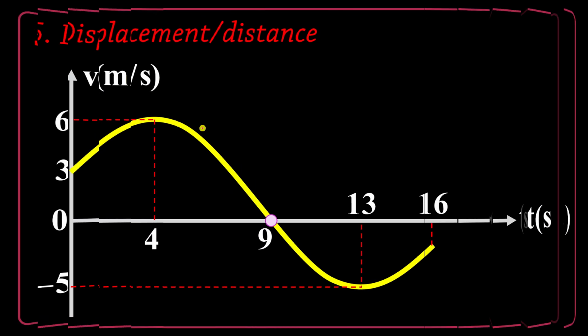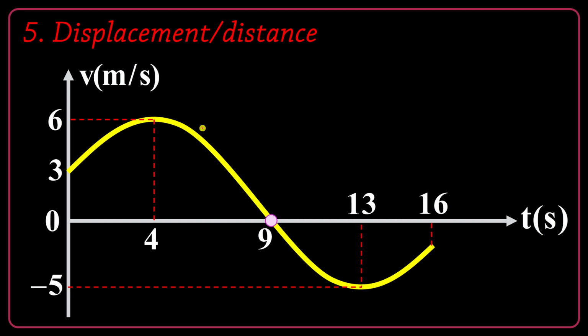Okay. Number 5 is displacement and distance. Pay attention, it's very important. Let me change the color of this pen. Yeah, it's better, I think. From 0 to 9, you see that the velocity is above the t-axis, okay? The area under the graph for a VT graph indicates displacement or distance, but you should be very careful about that.